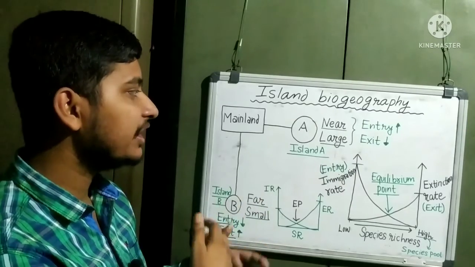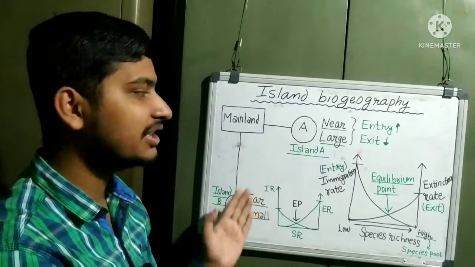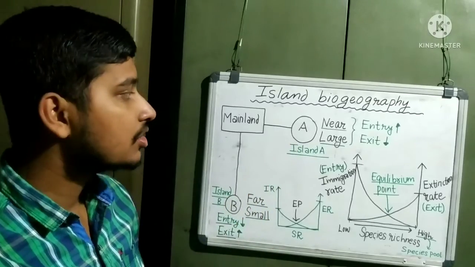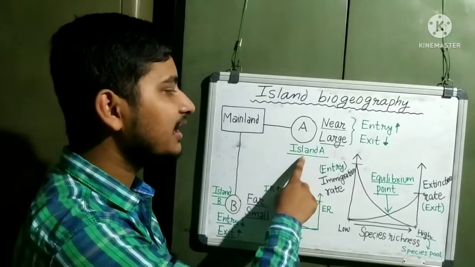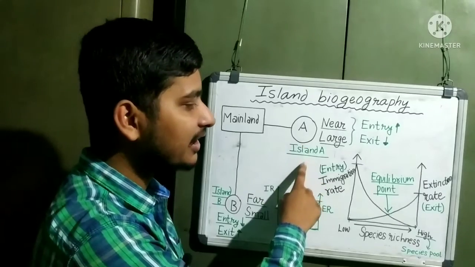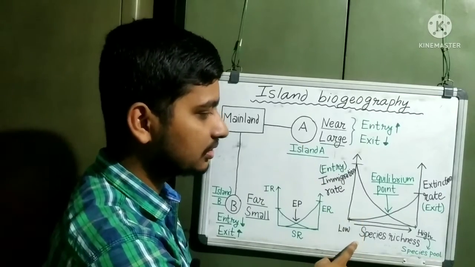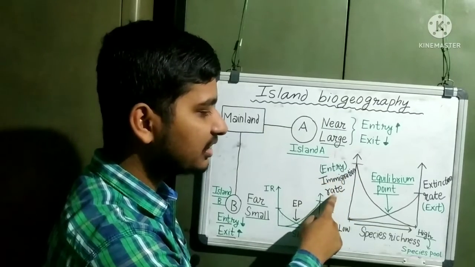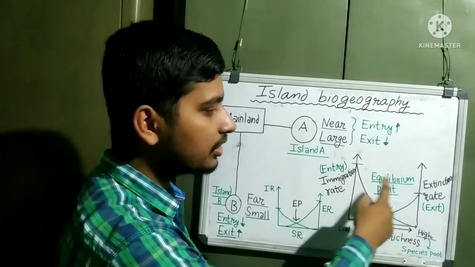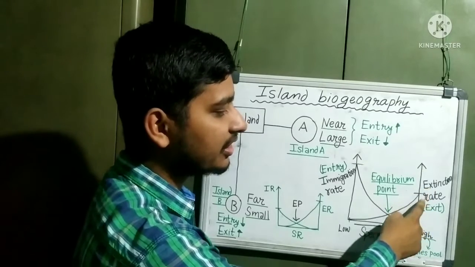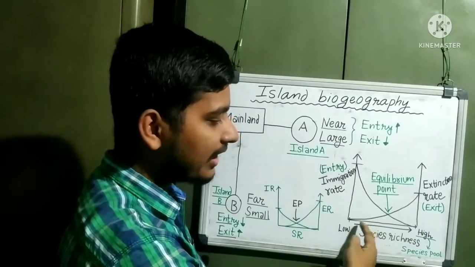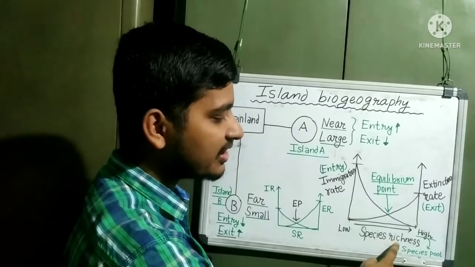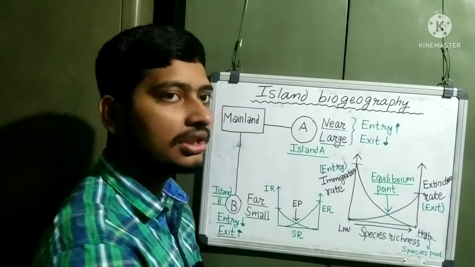So how will I make the graph for these two conditions? Let's see for island A. For island A, the graph will be like this. In this graph, on this axis, immigration rate is denoted. On the other axis, extinction rate is denoted. And at the bottom, species richness is denoted.